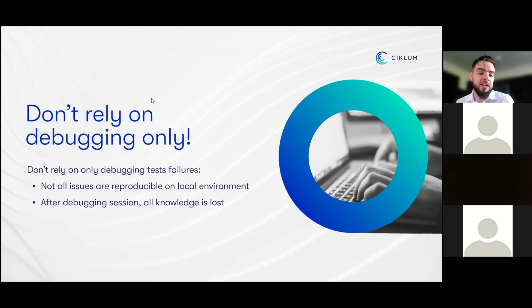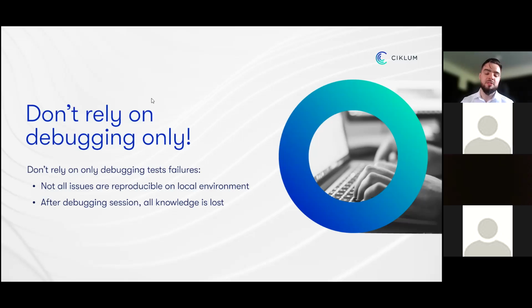If the pipeline actually fails, I wouldn't suggest relying on debugging only. So let's say we have a failing test. Maybe it's for a valid reason. Usually what happens is that people see the test failing on a pipeline and they just start reproducing it locally. They start running the test locally and debug it and try to fix it. So what's the problem with only debugging? The problem is that not all issues are easily reproducible in a local environment. So probably most of you have encountered this.